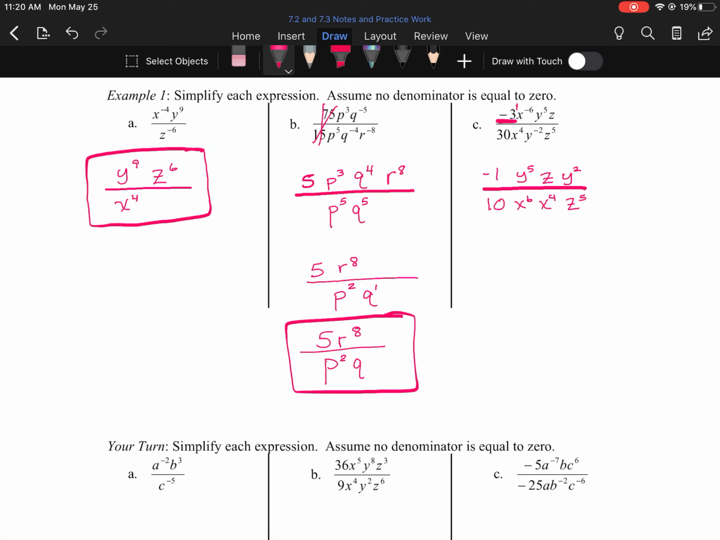All right, so combine all of your y's together. So y to the 5th times y squared, they're like bases, so we add the exponents. Z doesn't have anything to go with, so it stays. My 10 stays down there. X to the 6th times x to the 4th. Multiply like bases, we add the exponent, so we get x to the 10th times z to the 5th.